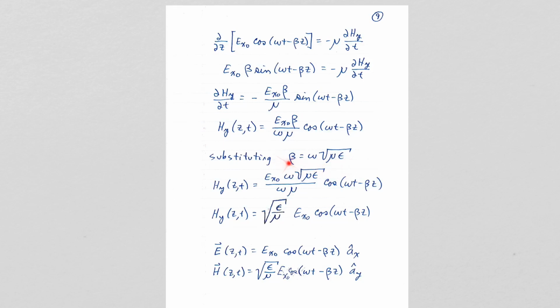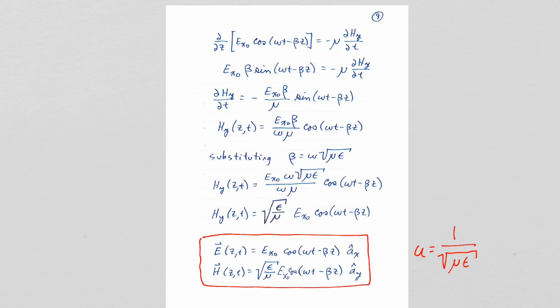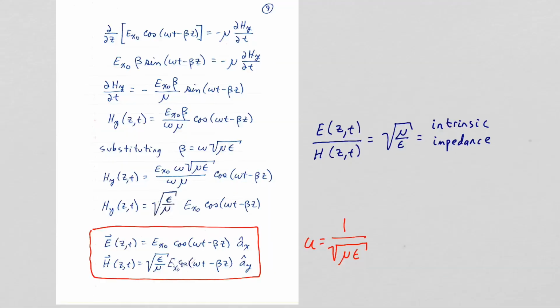So we've looked at Maxwell's equations and shown that they predict a transverse electromagnetic wave whose velocity is given by 1 over the square root of mu epsilon. If we take the ratio of the magnitude of the electric field intensity to the magnitude of our magnetic field intensity, we see the result is the square root of mu over epsilon. This is referred to as the intrinsic impedance.